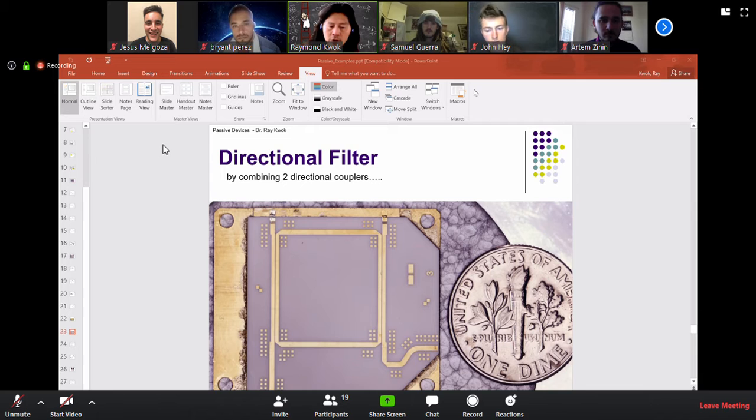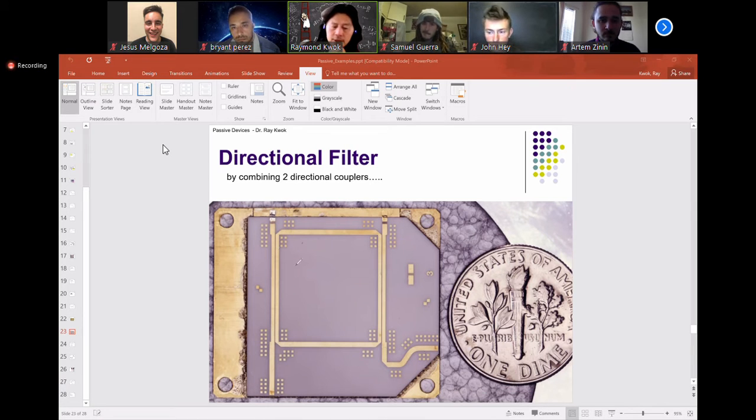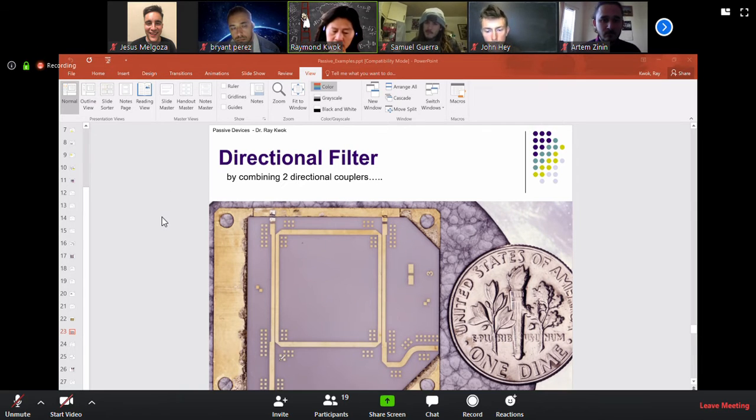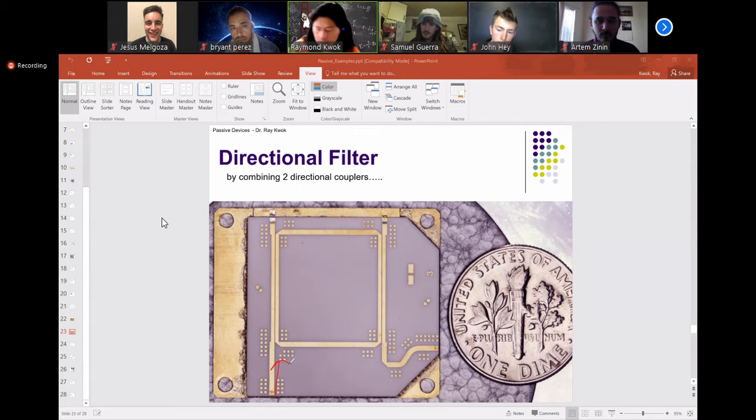This is what we call a directional filter. If I'm looking at, let's say this is my input, and looking at the first part, this is a coupler. It's a directional coupler. So the input goes in here, the coupled energy goes into here, right? And then this one is termination.